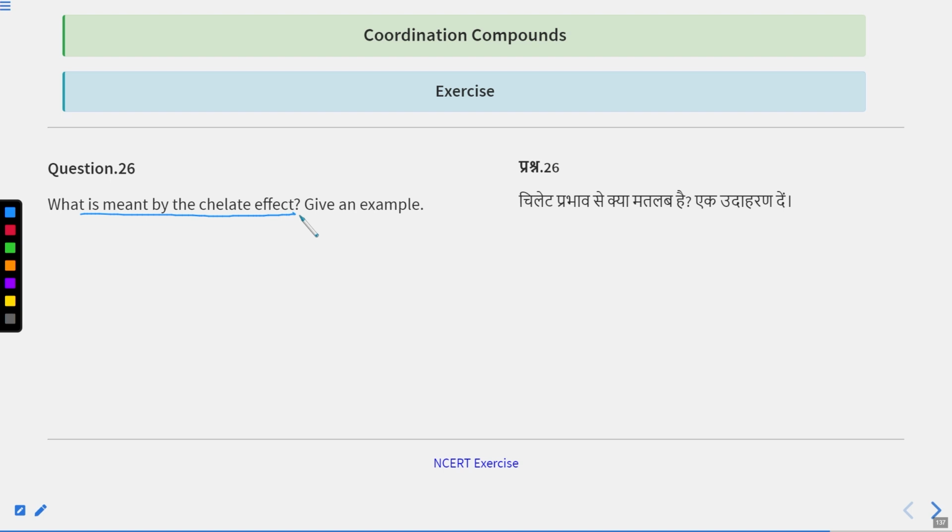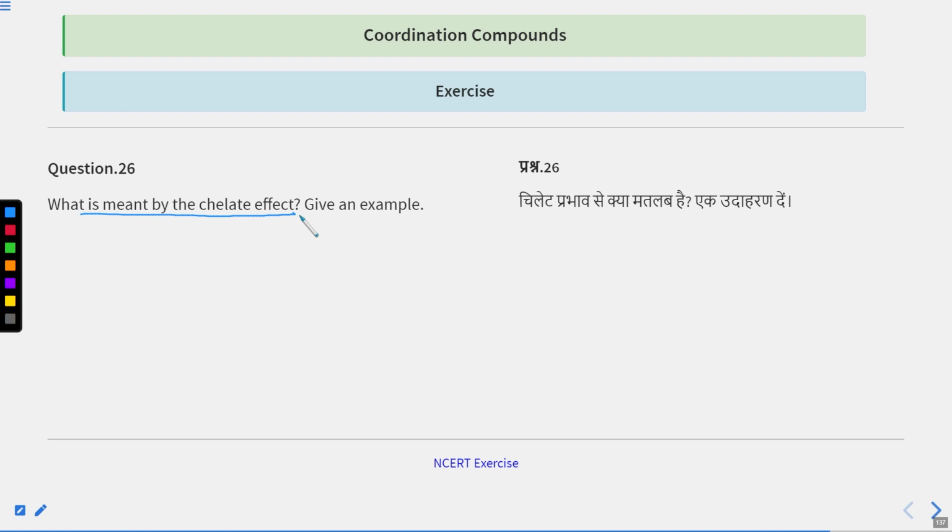Next question is, what is meant by chelate effect? The chelate effect is mainly shown by the compound which forms a cycle upon coordination. Like the example, and why is the chelate effect so stable? Because the entropy increases and delta G is negative.